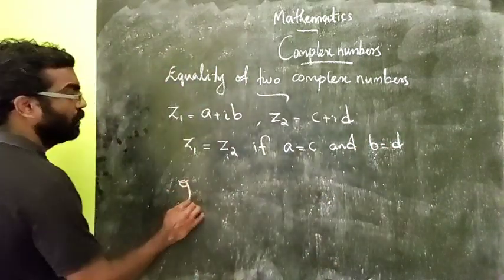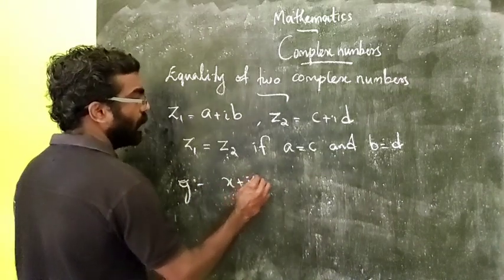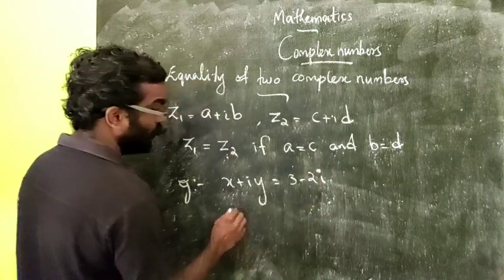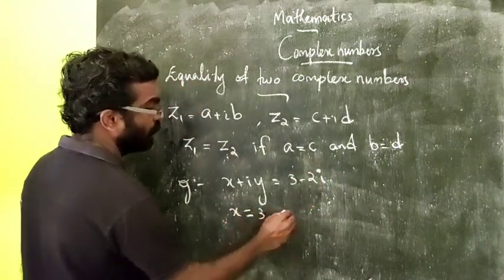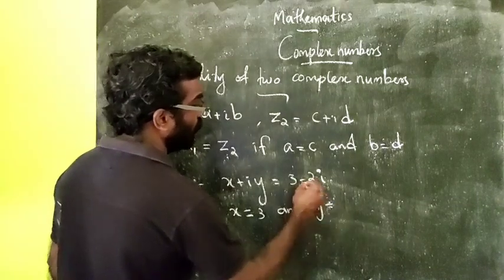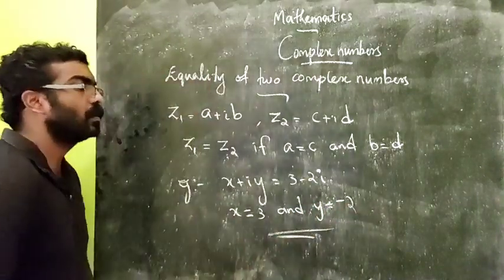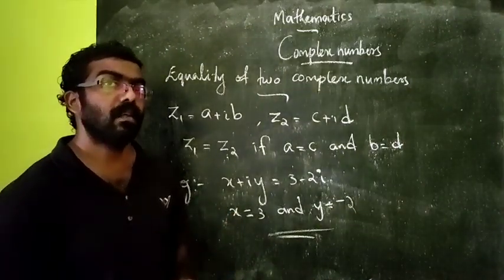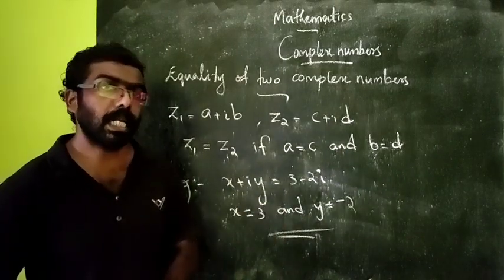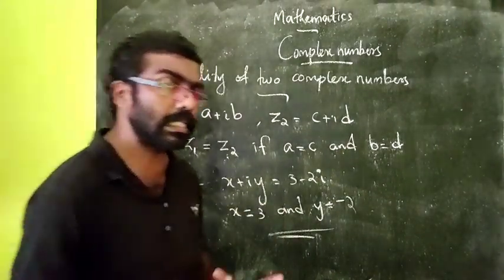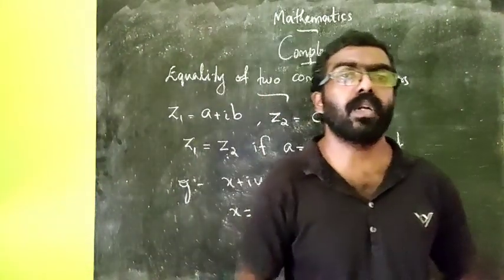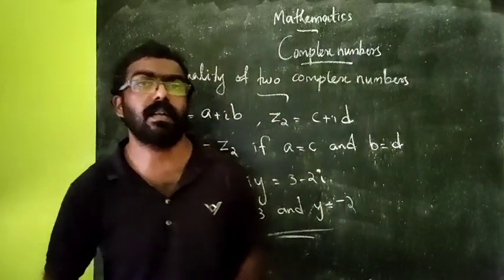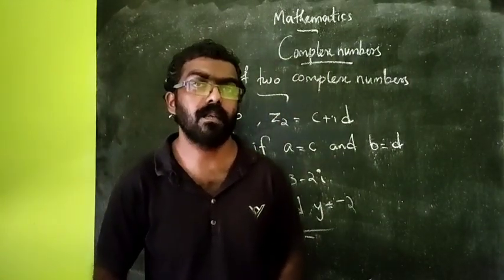For example, if x plus iy is equal to 3 minus 2i, then x is equal to 3 and y is equal to minus 2. Okay, so in this way we can find the values of x and y when we are given that two complex numbers are equal. So two complex numbers are said to be equal if their corresponding real parts are equal and their corresponding imaginary parts are also equal. Clear?